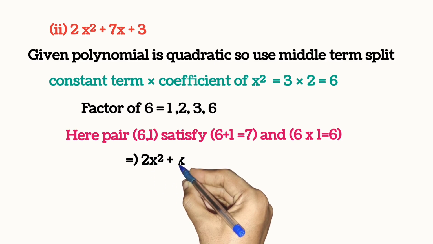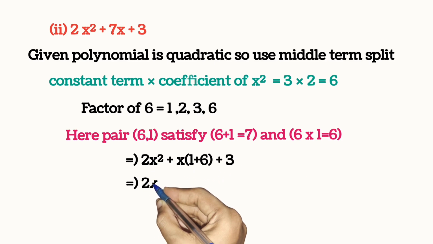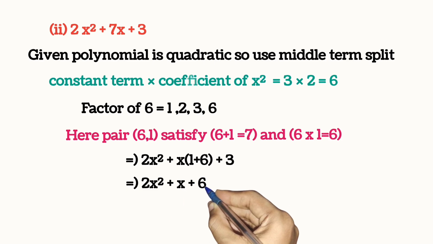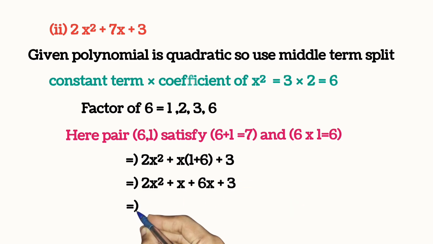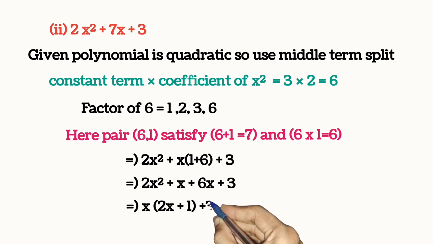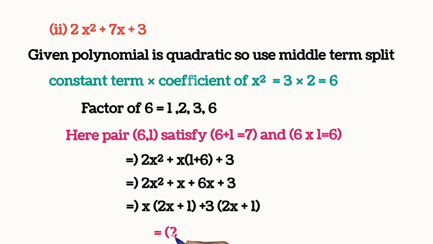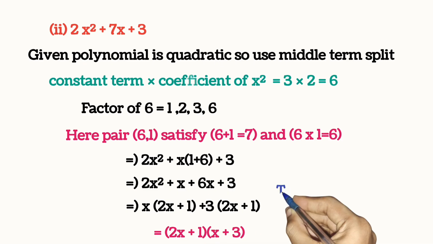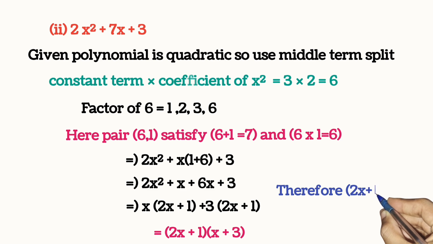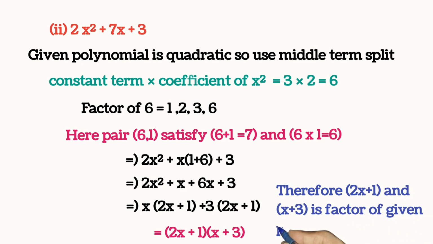So 2x square plus x into 1 plus 6 plus 3. Now 2x square plus x plus 6x plus 3. Take x as a common, we get 2x plus 1. Now take plus 3 as a common, we get 2x plus 1. Now take 2x plus 1 as a common, we get x plus 3. Therefore 2x plus 1 and x plus 3 are factors of the given polynomial.